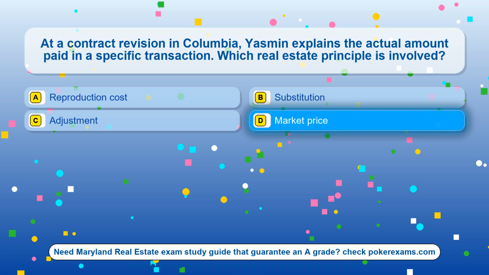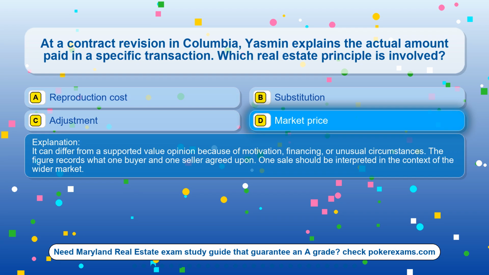The correct answer is option D, market price. It can differ from a supported value opinion because of motivation, financing, or unusual circumstances. The figure records what one buyer and one seller agreed upon. One sale should be interpreted in the context of the wider market.